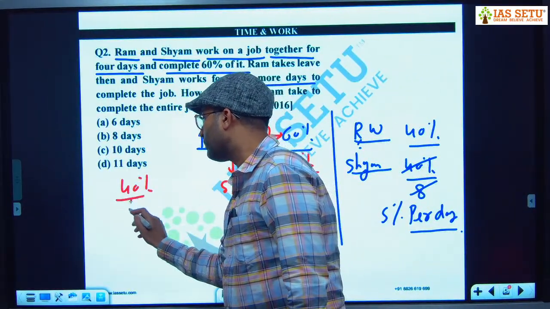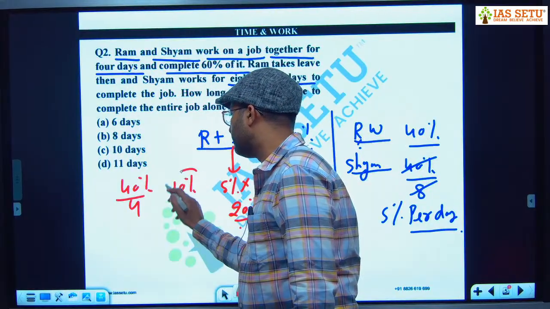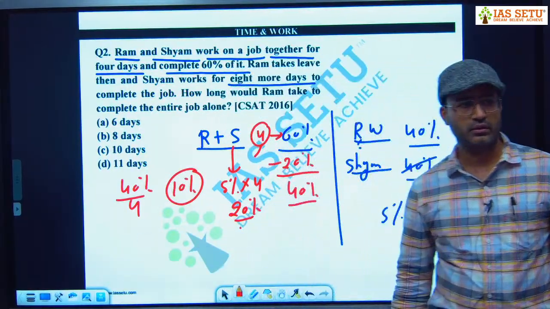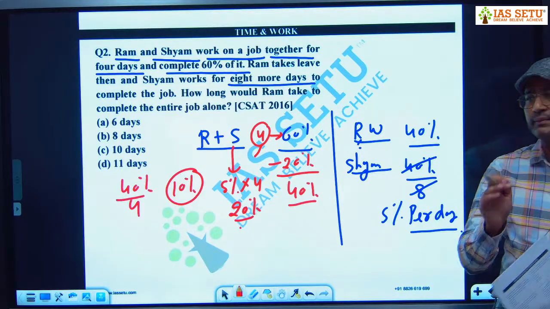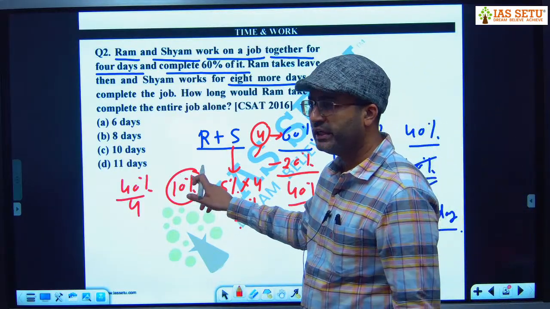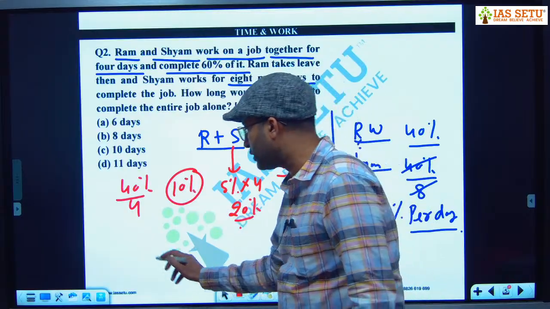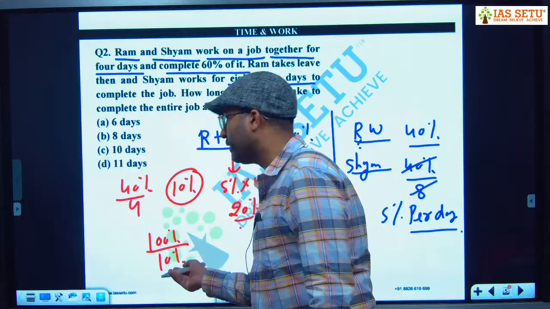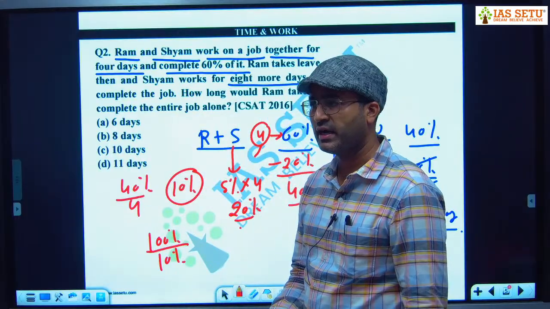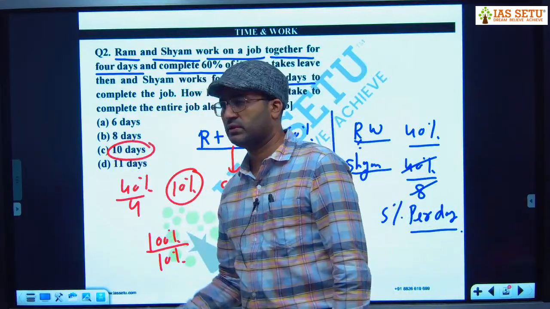So what is the capacity of Ram? 10% per day. Ram daily can do 10% work. Now my simple question to you, if daily Ram can do 10% work, if Ram alone has to do 100% work, how many days Ram alone will take? 10 days. This is your answer.